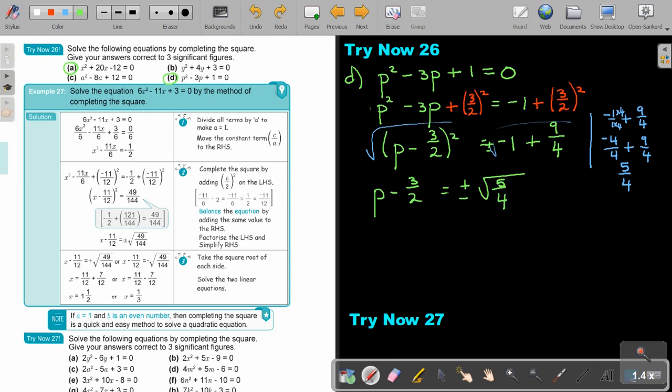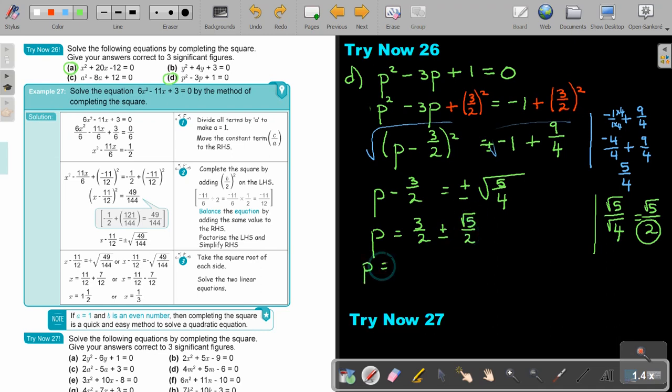And now usually, if I take the square root, it's like taking the square root of 5 and taking the square root of 4. So actually, it's square root 5 over 2, and the 2 must be the same. So if I'm going to take this over, it's 3 over 2 plus minus square root 5 over 2.